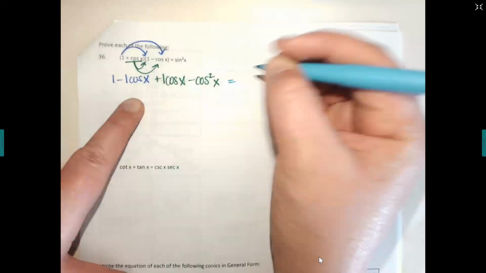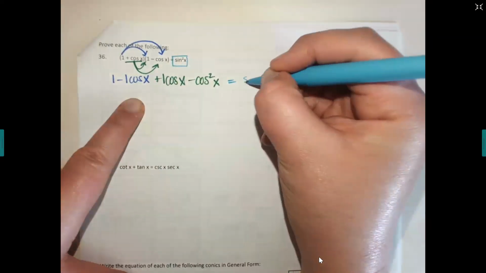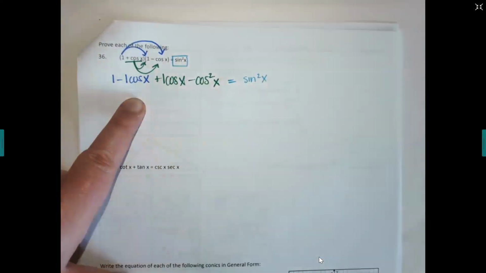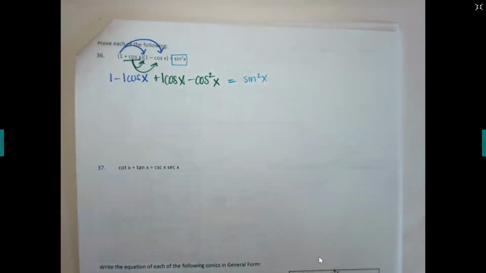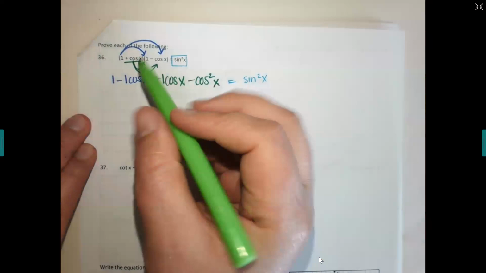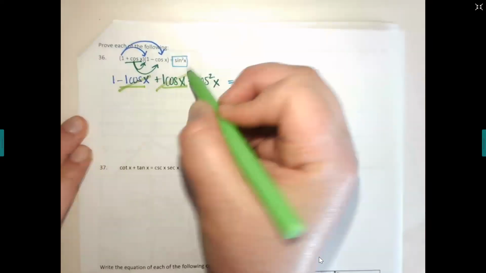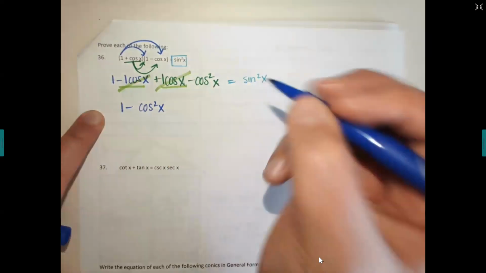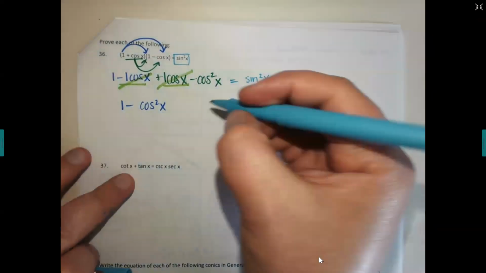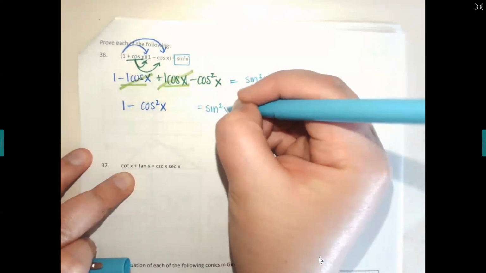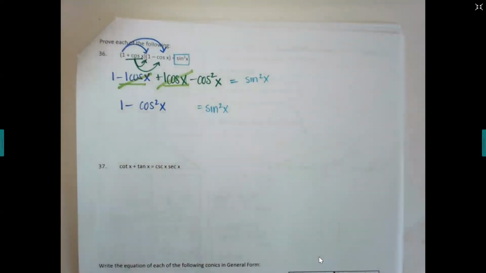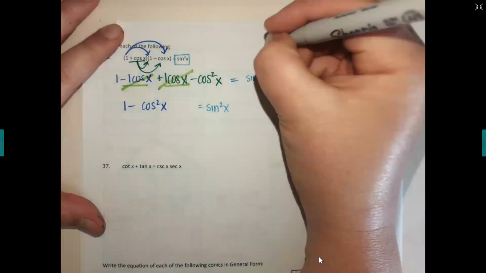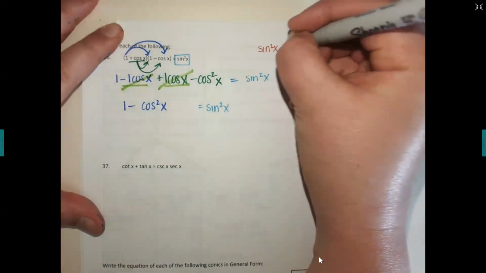Okay, remember our goal is to show that this is equal to sine squared. Okay, that's my goal. So next step, I notice that I have a minus cosine and a plus cosine. So I know that those can cross out. So then all I have left is 1 minus cosine squared x. And then again, we want to show equal to sine squared. Okay, from here, you had a rule that you learned at one point. I'm going to put it up here at the top. That sine squared plus cosine squared equals 1.